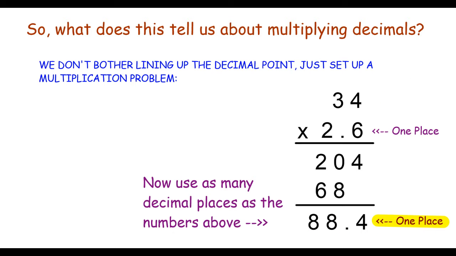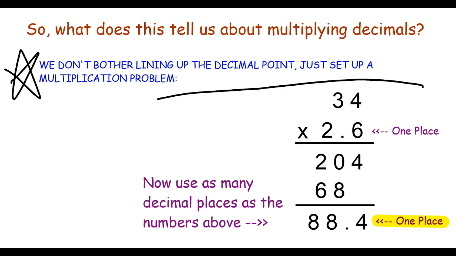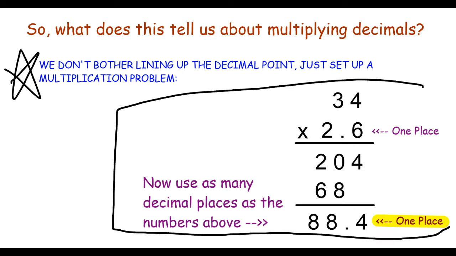You're going to write down, we don't bother lining up the decimal point, we just set up a multiplication problem. You're going to write this entire example problem here, including the indications of now use as many decimal places as the number above, the 1 place up here on the right, and the 1 place down here on the right. So go ahead, pause the video, copy those down. We're going to go through an example problem to make sure that we've got it, and then we'll have 4 problems for you to work on at the end. So go ahead, pause the video, come back when you're ready to move on.